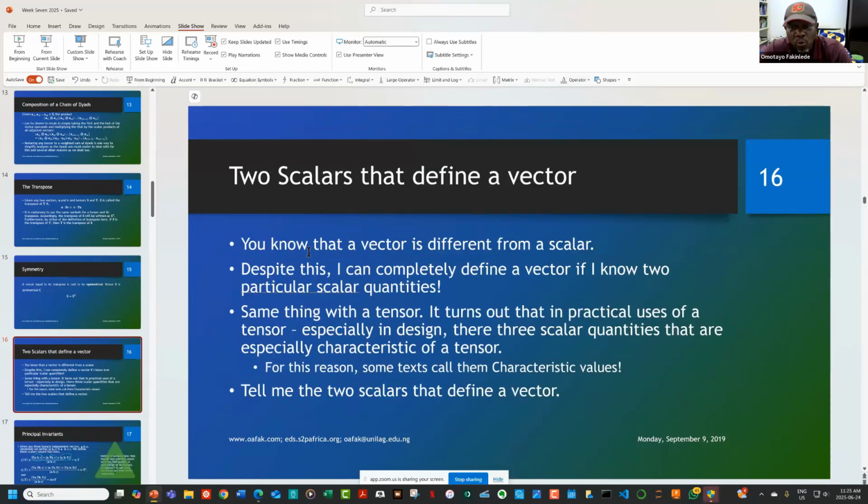Now, when you are dealing with vectors, you can put a vector in terms of its components if you want, usually three in a three-dimensional space. But if you know two scalars, you already know everything about a vector. What are the two scalars that you need to know? Once you know them, you know everything you need to know about a vector. Go to the chat room and tell me what scalars are characteristic of a vector. What are the scalars?